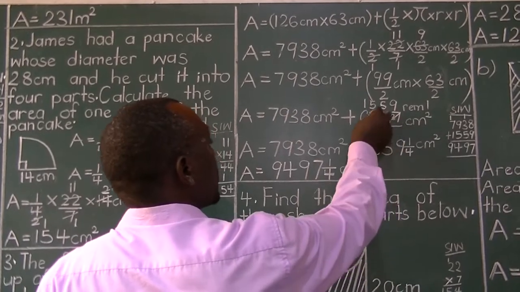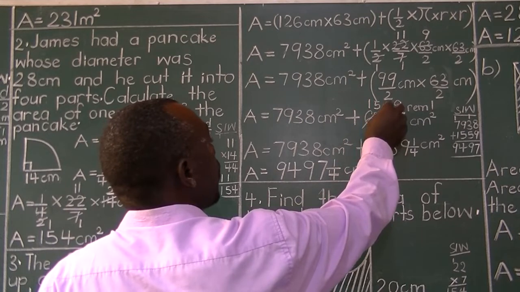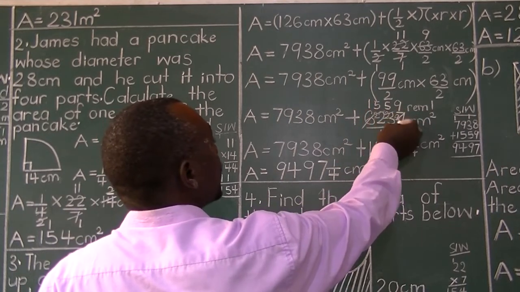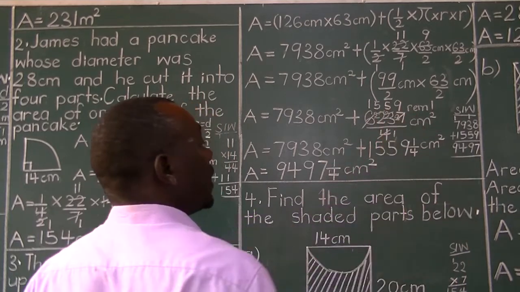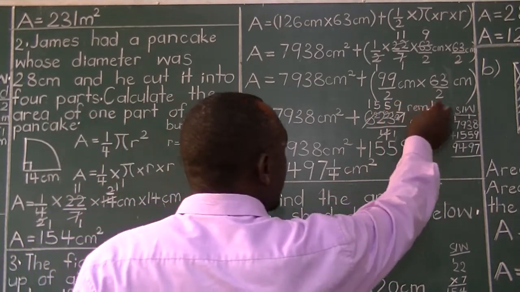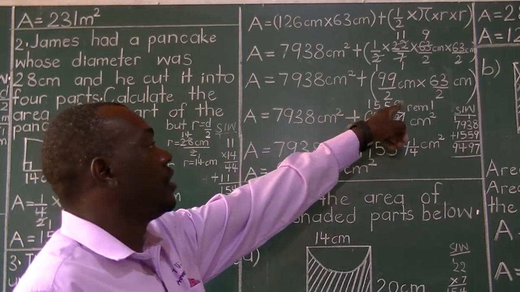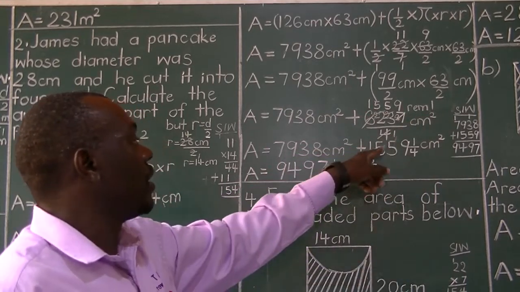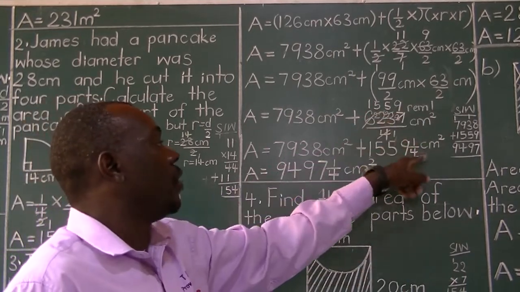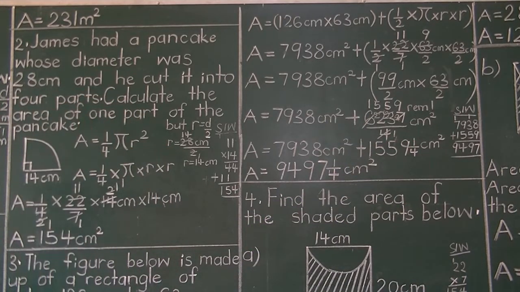4 divided by 4 once. 6 divided by 4, 1 remainder 2. 22 divided by 4, 5 remainder 2. 23 divided by 4, again 5, this time remainder 3. Now 37 divided by 4. You get 9, remainder 1. So that you have got 1,559 and a quarter. So 1,559 and 1 out of 4. So that is 1,559 and a quarter centimeters squared as area of this semicircle.